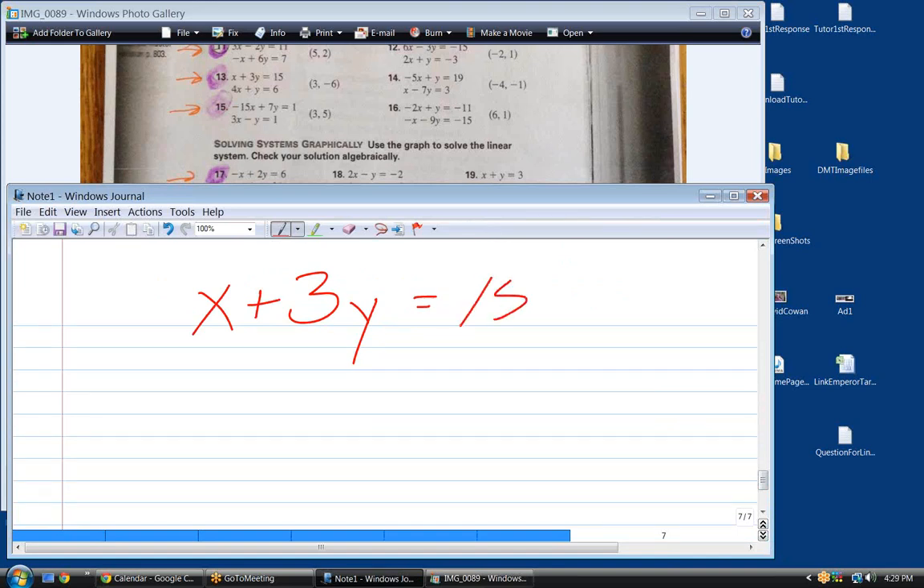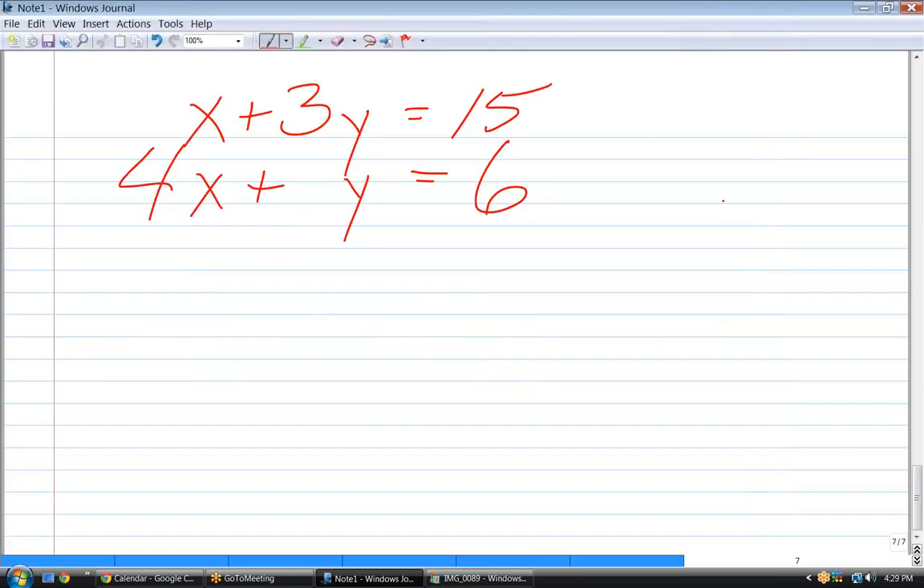Now remember, the goal here is to try to manipulate these equations such that when we add them together or subtract them, we'll be able to lose one of the variables. What can we do here? In other words, if I add these together, I get 5x plus 4y equals 21. It doesn't do me any good. So I've got to manipulate one of them such that afterwards, when I add them together, I'm going to lose a variable. Which one can I manipulate?